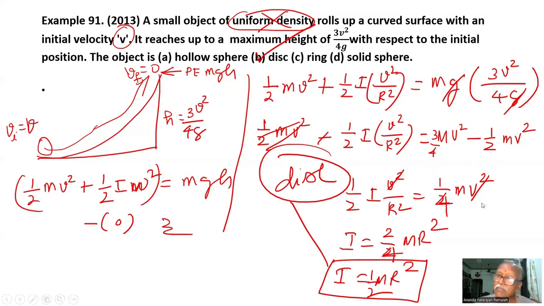3 by 4 minus 1 by 2 equal to 1 by 4. I wrote 1 by 2. You are all keeping quiet. You should tell. I won't mind. If you make any mistake, you can tell.